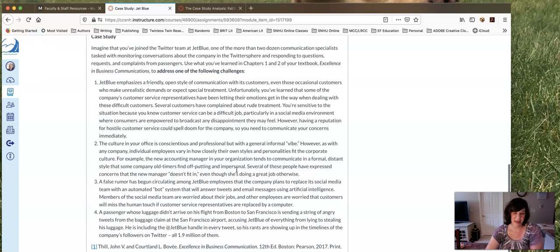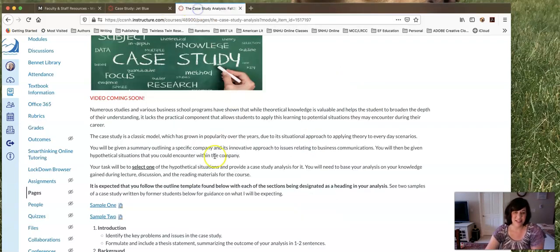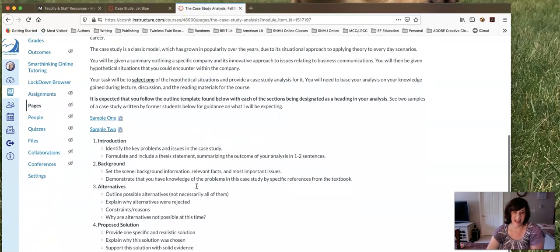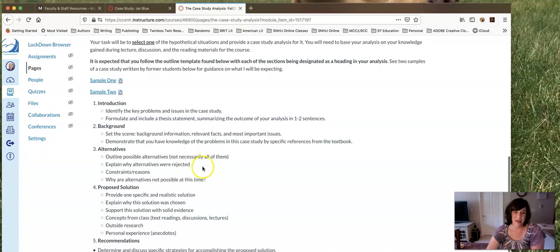So you will pick one case study, and then you will put together your case study, and it should have the following. It should have an introduction where you will identify the key problems and issues in the case study. You will formulate and include a thesis statement summarizing the outcomes of your analysis in 1 to 2 sentences. You will provide background of the company, relevant facts, and information.